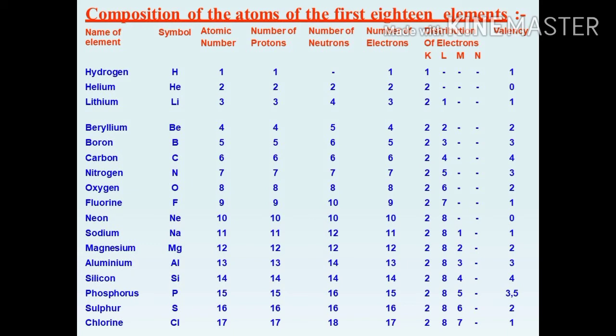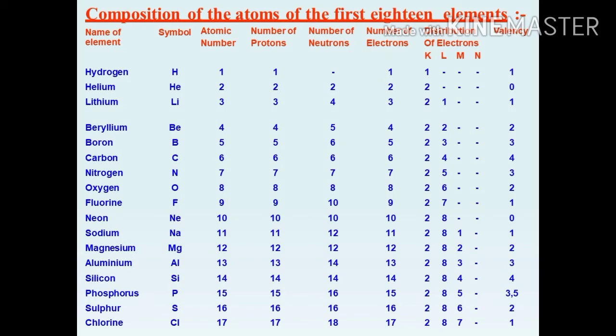But what is the valency? Valency is the outermost shell. How many electrons do we need? 8 electrons. The second orbit should contain 8 electrons. Only 2 is there, so valence is 2. Boron, B, atomic number 5, proton 5, neutron 6, electron 5. Then the electron distribution: first orbit K 2, second orbit 3. Valence is 3, the outermost shell.